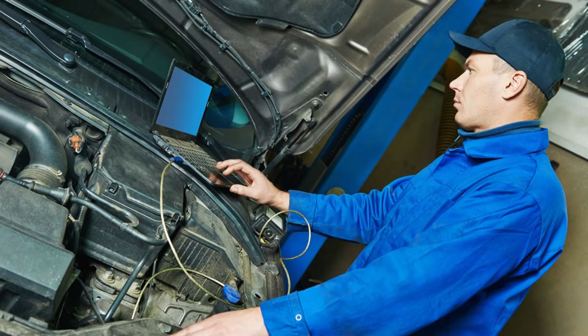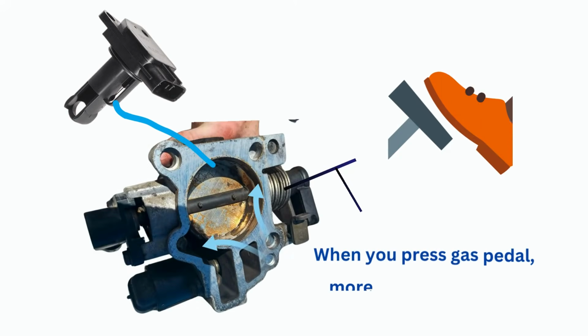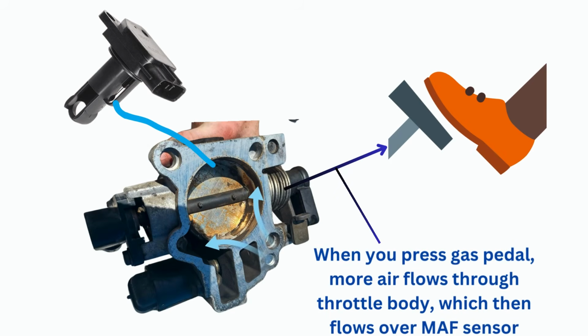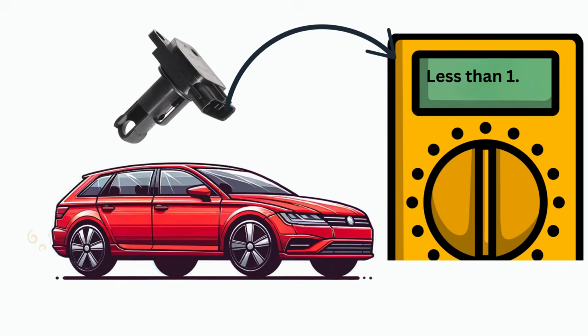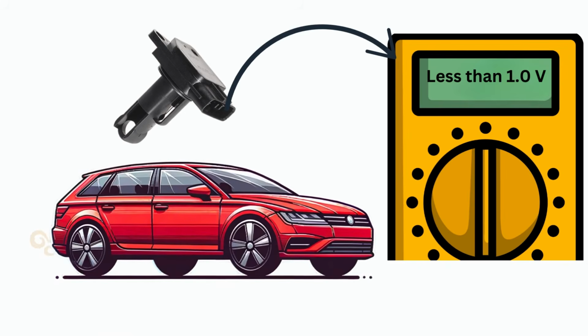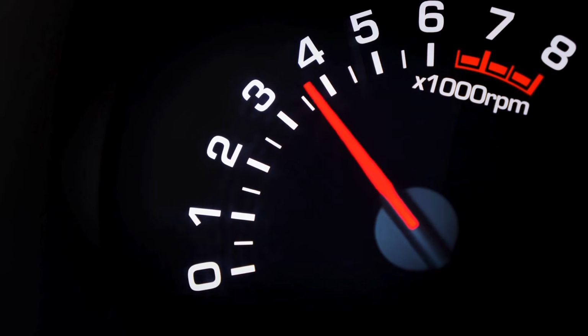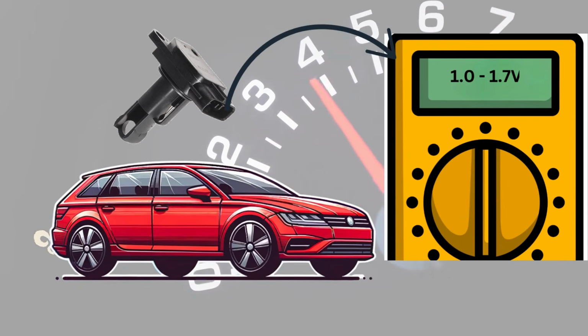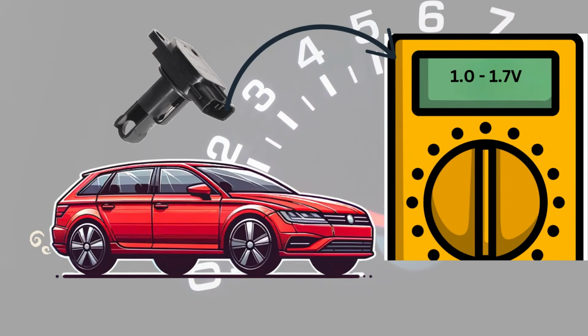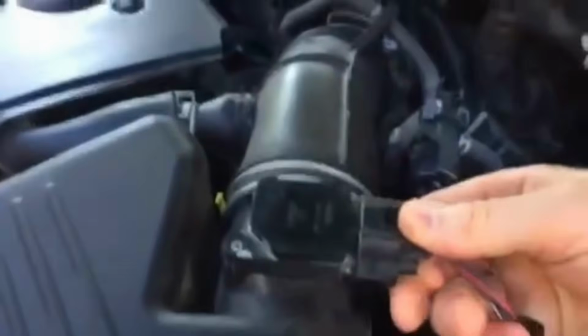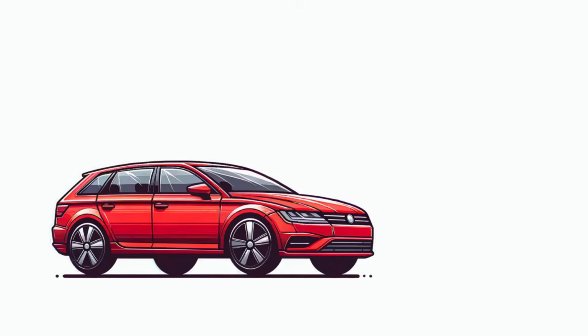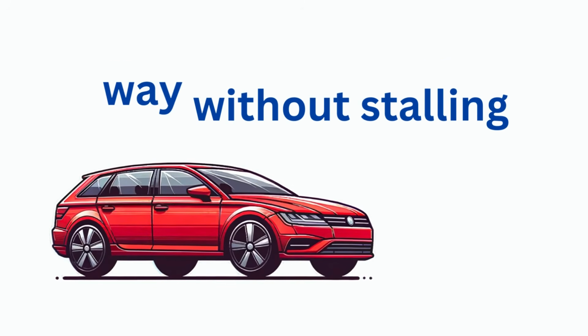Now let's discuss how to test a bad mass airflow sensor. You need a voltmeter to test the malfunctioning MAF sensor. When you press the gas pedal, more air passes through the MAF sensor, causing the voltage to rise. When the vehicle is idling, the voltage reading of the MAF sensor should be lower than 1.0 volts. However, as you increase the engine RPM, the mass airflow sensor should have a voltage output ranging from 1.0 volts to 1.7 volts. Next, if you unplug the mass airflow sensor and your engine runs in a similar way without observing any performance change, it could mean that the mass airflow sensor is bad.